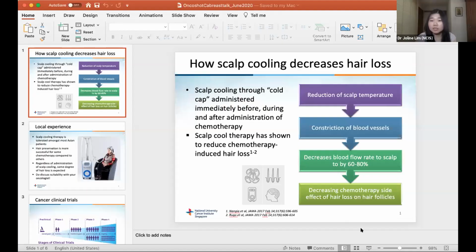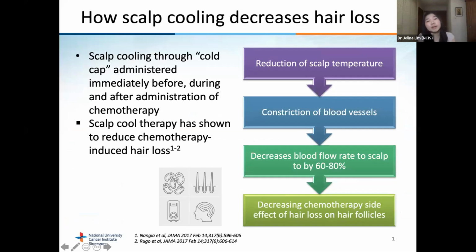Hi everyone, I'm just going to share a few slides here, basically to share about hair loss, and of course also about what new treatment options there may be for patients who may not have done so well on standard treatment and may feel like there are limited options left. So I think the first thing that we would like to share with you about is scalp cooling.